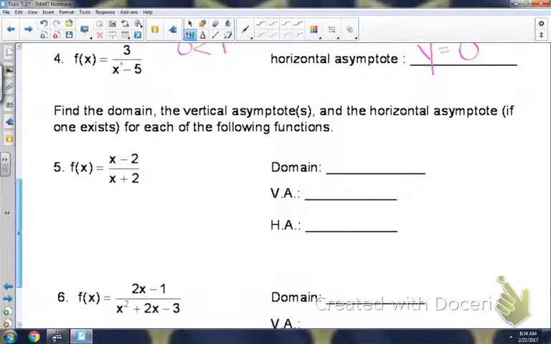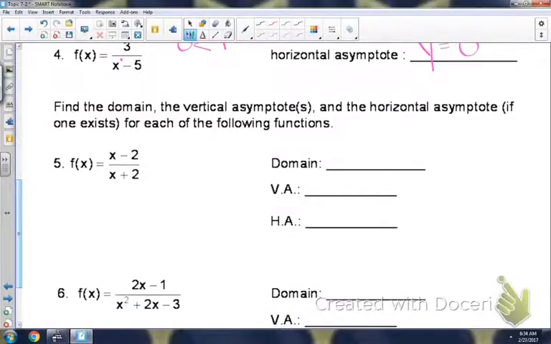Okay, so on the next part, we're going to find the domain, which we talked about on note 7.1. We're going to find the vertical asymptote, which we also talked about on 7.1, and then we're going to find the horizontal asymptote, which is what we did today, if there's one that exists.